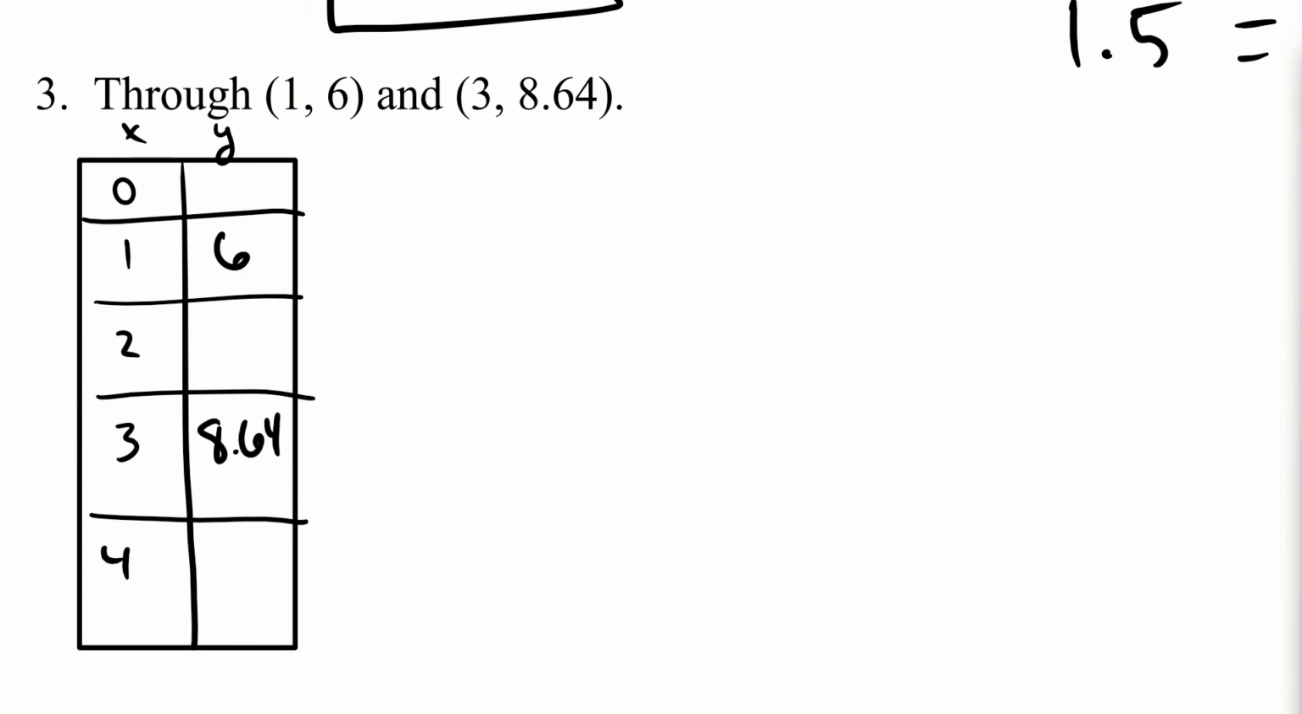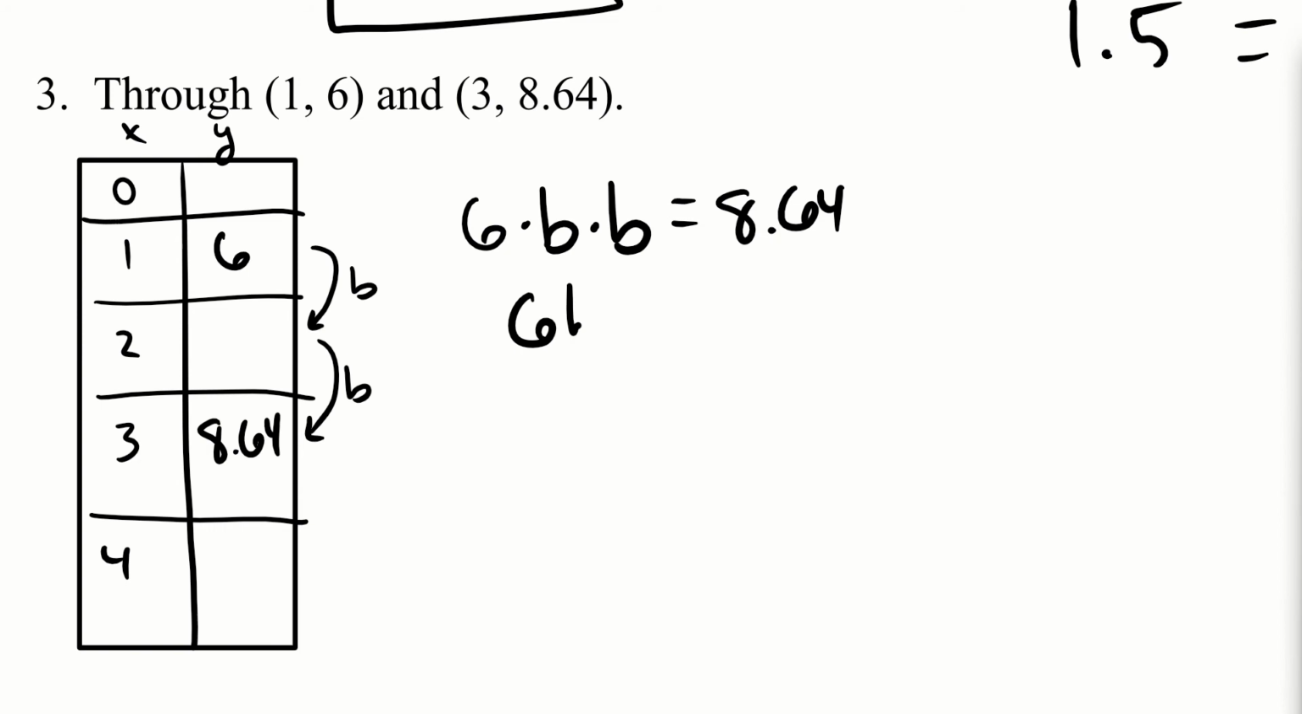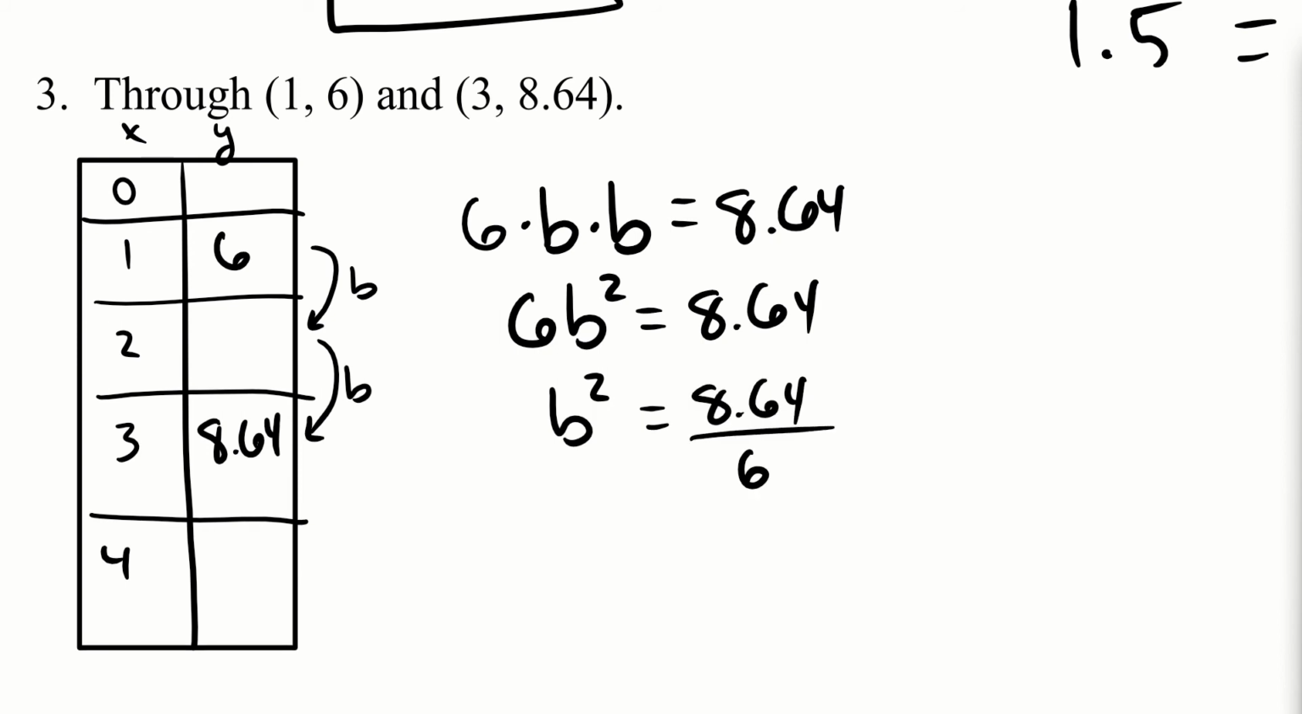So if I'm looking at this like this, this is really kind of slick. I'm going to take the number 6 and I'm going to multiply it by a b and by a b again, right? Take a look at this. And then I get 8.64. So the number 6 times b times another b equals 8.64. In other words, 6 times b squared is 8.64. In other words, b squared is 8.64 divided by 6. In other words, b is the square root of that.